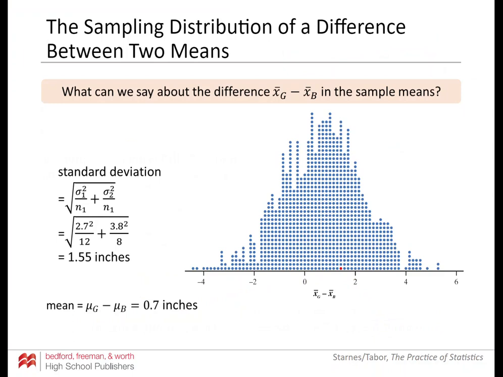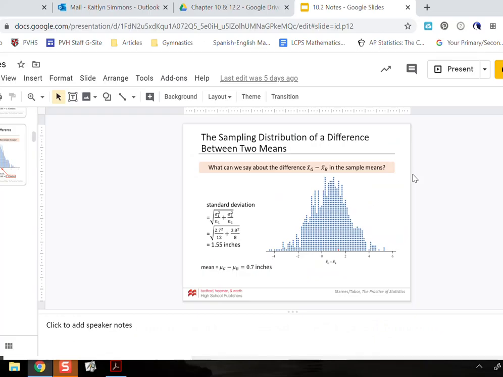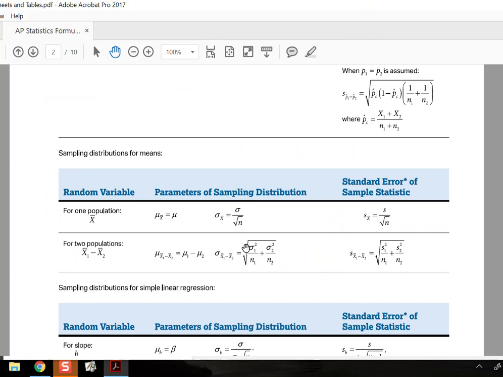And we can use our formula to calculate the standard deviation. Again, this formula is on your formula sheet. If I look at the second page of my formula sheet, under sampling distribution for means, I look at for two populations, x bar 1 minus x bar 2, I have the mean and standard deviation, just as we had on the slide.